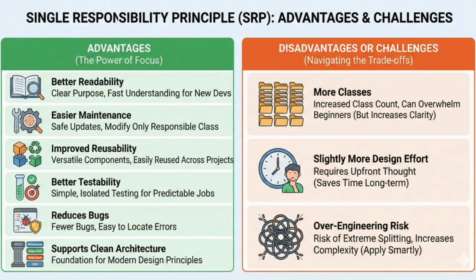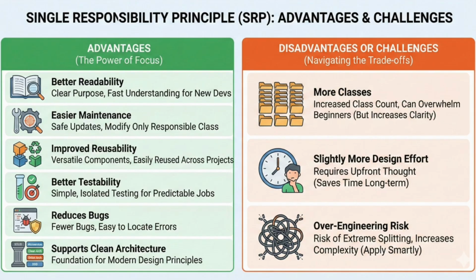Now let's talk about the biggest question. What are the advantages of following the single responsibility principle? Why do so many companies, architects, and experienced developers strongly recommend SRP? Let's break it down. Better readability. When each class has only one responsibility, the code becomes crystal clear. Every class clearly explains what it does, and even new developers can quickly understand the system without confusion.